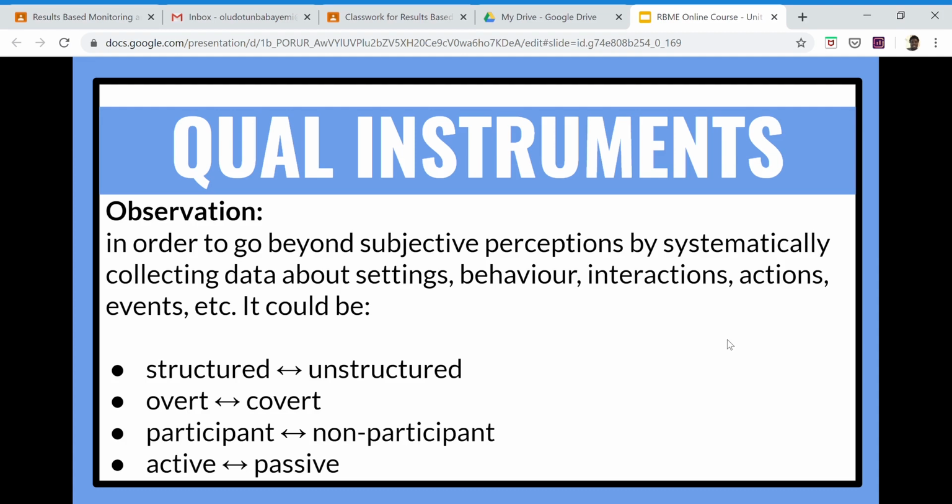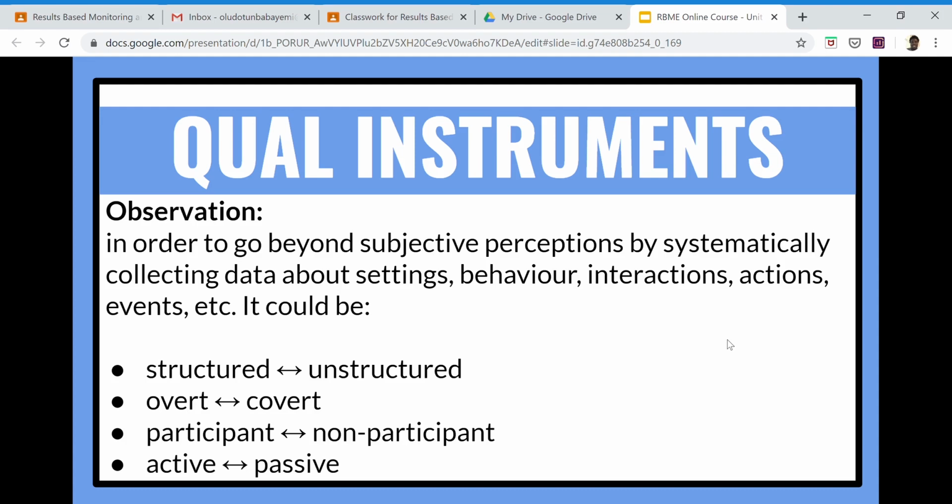Observation could be as a participant or as a non-participant. So, for example, if there's an advocacy meeting or a stakeholders meeting that is called within a program, an evaluator can go and be part of the program. And at times he or she might be withdrawn and be a non-participant. So he does not register, he is outside and not interacting.